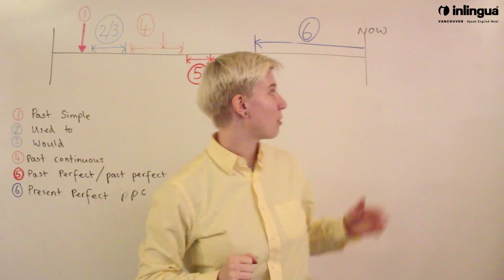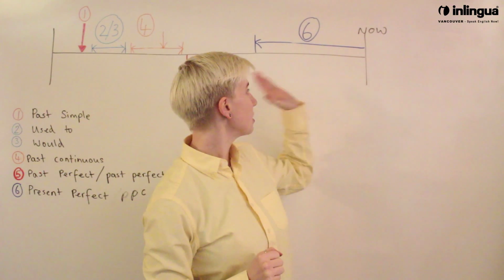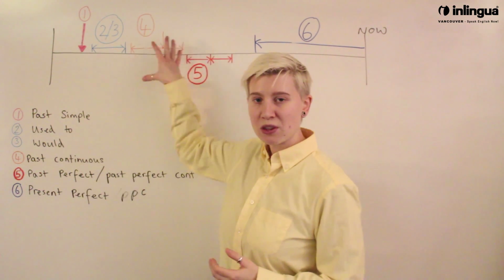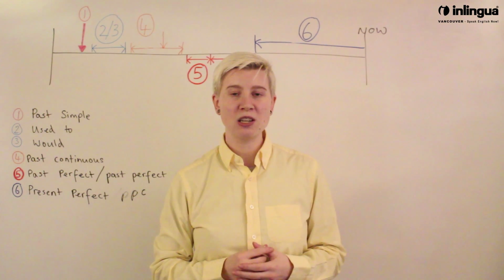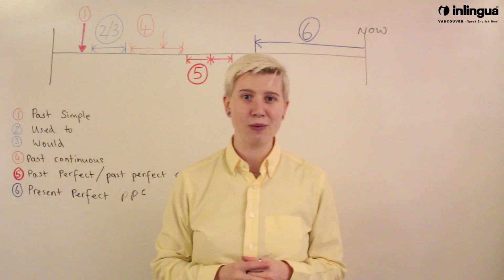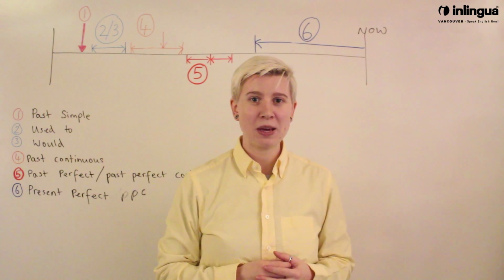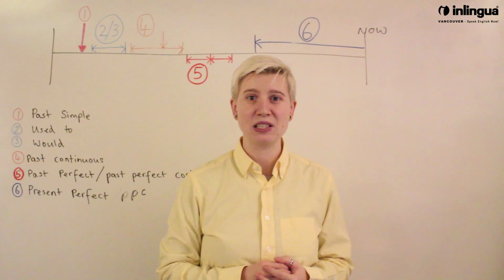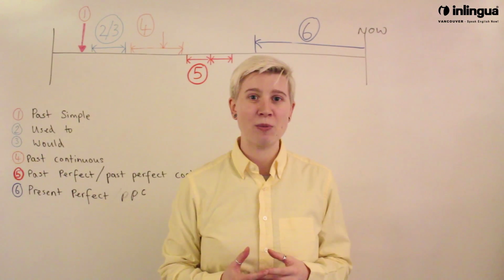And finally, we have the present perfect or present perfect continuous that comes right up till now. So if you take the names, the timeline, and look at the definitions and the example sentences I gave you in the previous screen, then you'll be able to piece this together and hopefully really understand how these different tenses interact with each other and when we use them.